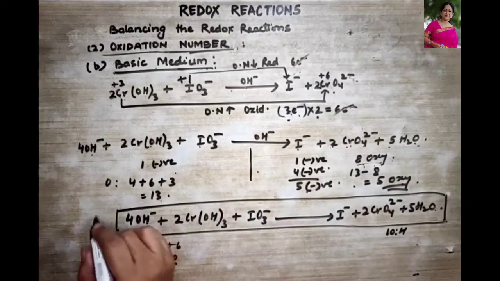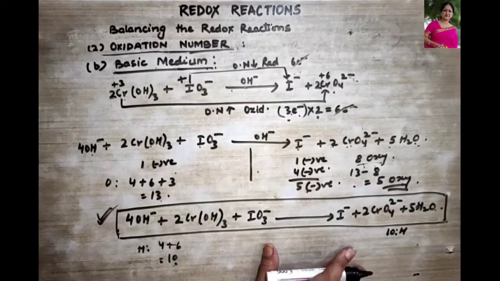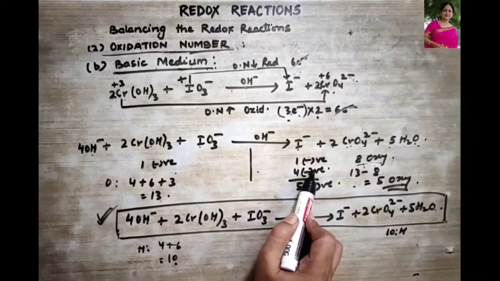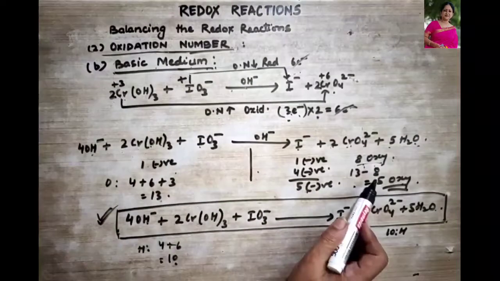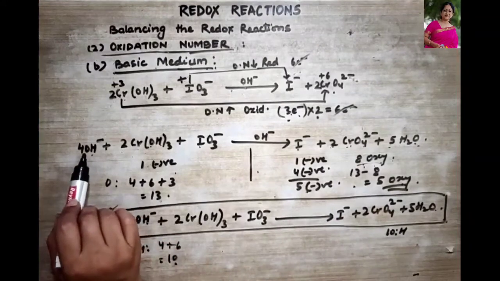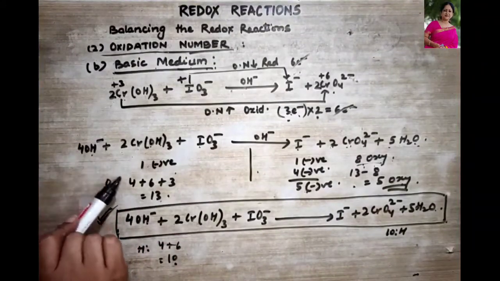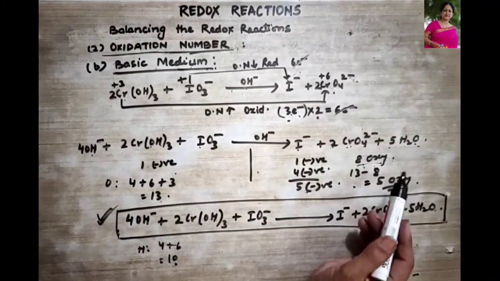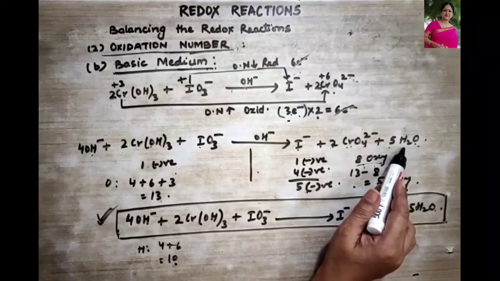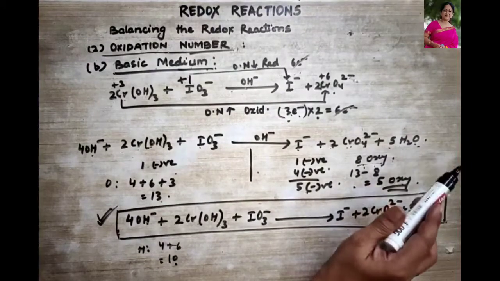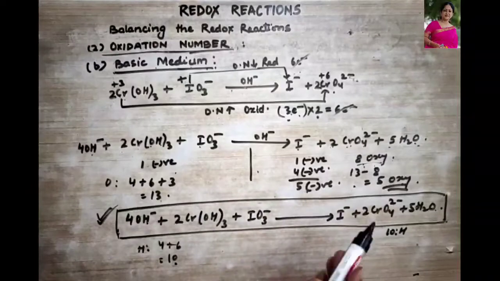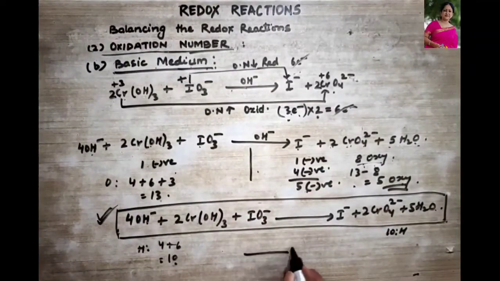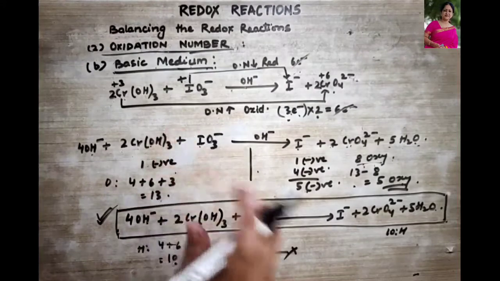Is this clear? So this way we balance the equation. So in the basic medium, you first balance the charges, by balancing the charge with the hydroxyl ion, and then whichever side the oxygen is deficient, you add that number of water molecules to balance your oxygen, and henceforth you will see that hydrogen will be automatically balanced. So with this we wind up this chapter of redox reactions.